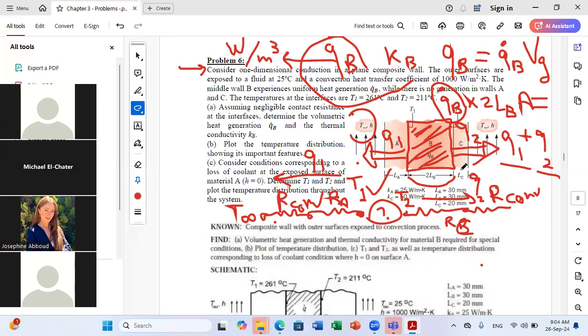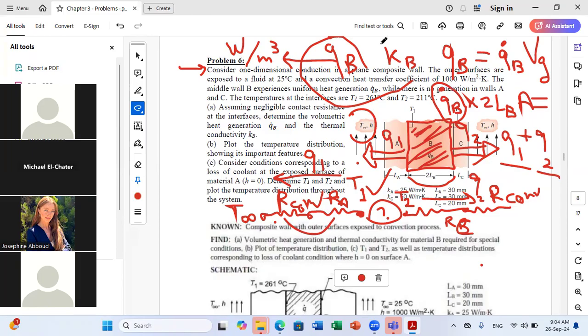And since they gave me T1, T2, and we have T infinity, I can calculate Q1 as T1 minus T infinity over the summation of these two resistances. And Q2 is T2 minus T infinity over the summation of the two other resistances. And in this way, I can solve for my first unknown, which is Q dot B, okay?